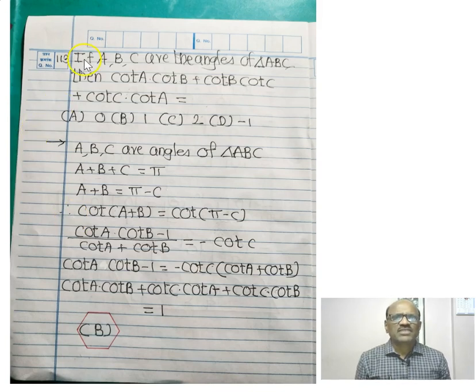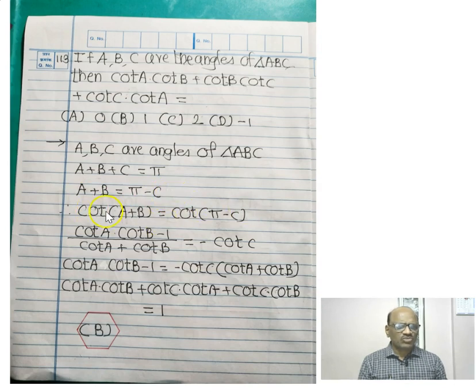Now next question. If A, B, C are the angles of the triangle ABC, then cot A into cot B plus cot B into cot C plus cot C into cot A is equal to, the options are 0, 1, 2 and minus 1. Now here A, B, C are the angles of the triangle. Therefore the sum of the angles is 180, that is A plus B plus C is equal to pi. Therefore A plus B is equal to pi minus C.